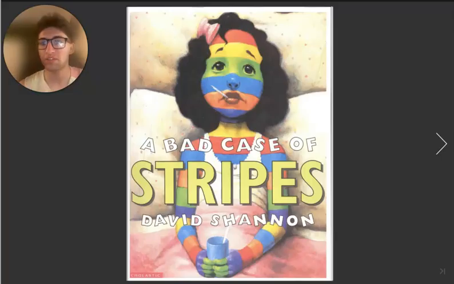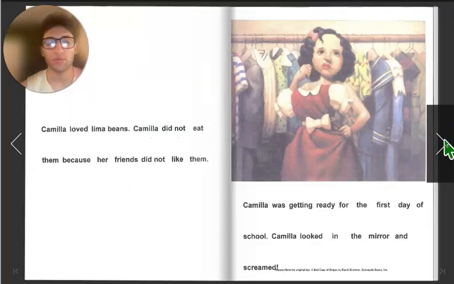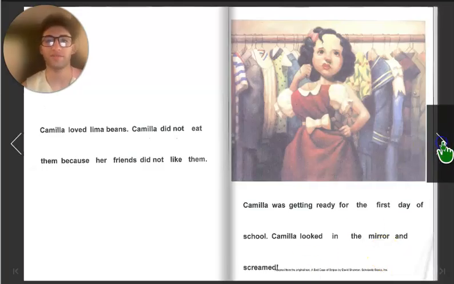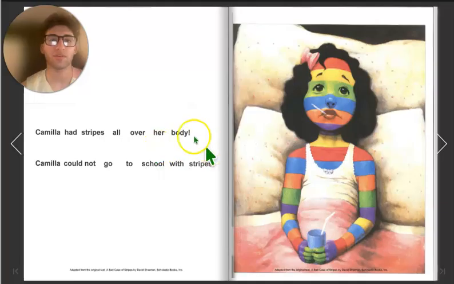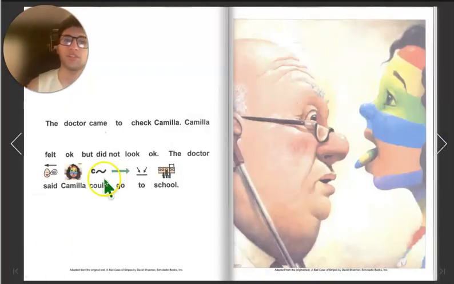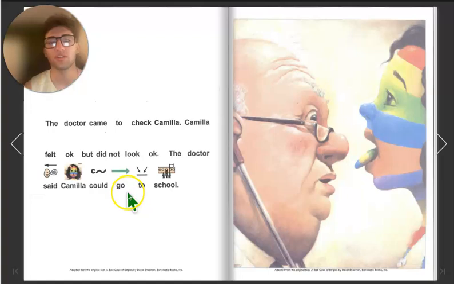I'm going to read the first few pages aloud. Camila loved lima beans. Camila did not eat them because her friends did not like them. Camila was getting ready for her first day of school. Camila looked in the mirror and screamed. Camila had stripes all over her body. Camila could not go to school with stripes. The doctor came to check Camila, and Camila felt okay but did not look okay. The doctor said Camila could go to school.